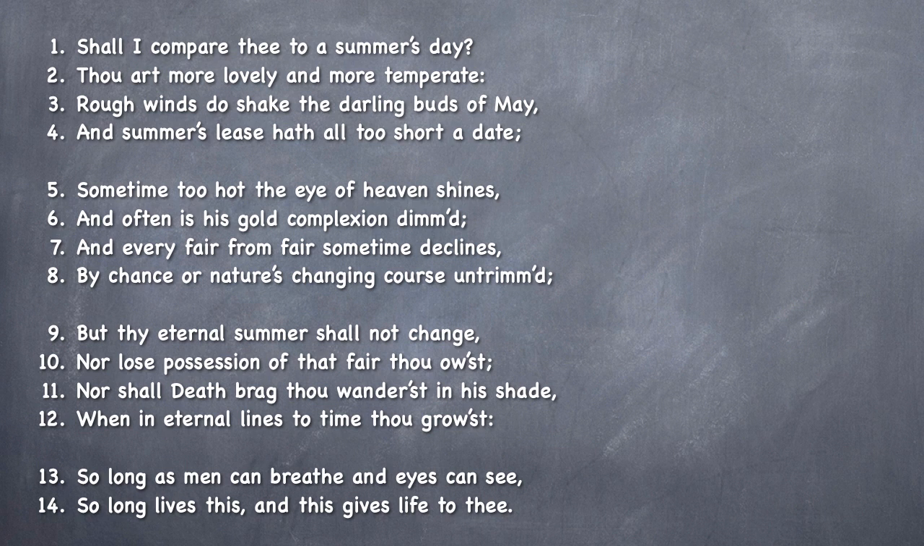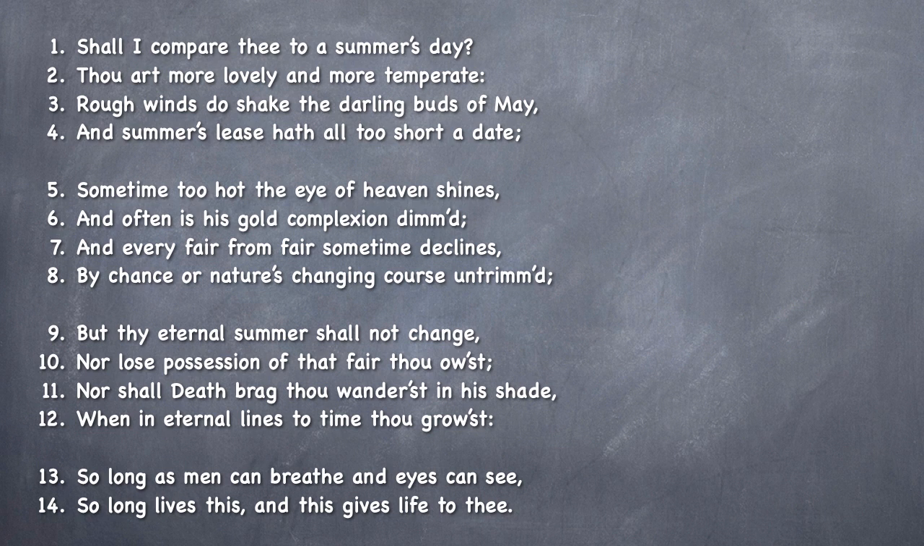Let's take a look at lines 1 and 2. Shall I compare thee to a summer's day? Thou art more lovely and more temperate. So in line 1, Shakespeare tells you exactly right off the bat what he's going to accomplish in this sonnet. He wants to compare thee, meaning you, to a summer's day or to the summer. Doesn't matter. You versus the summer. So this already signals to me that there could be possibly 2 parts to this sonnet. But let's see how it works.